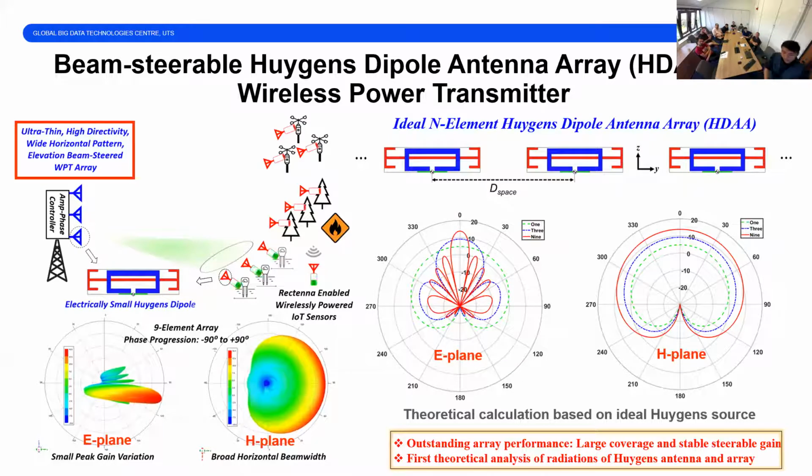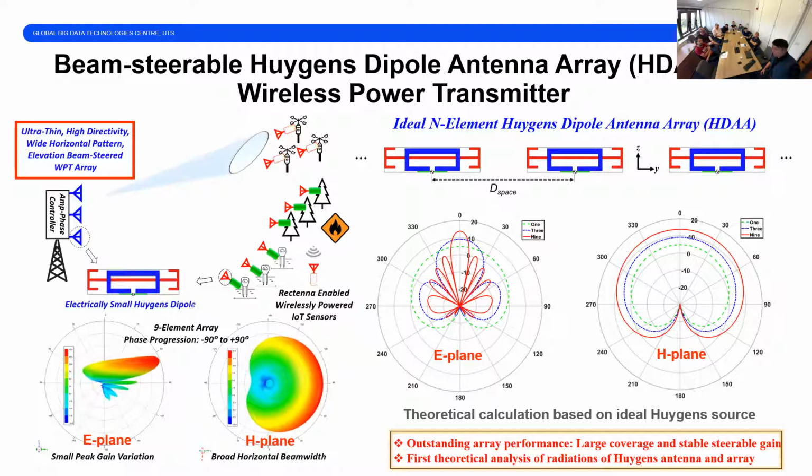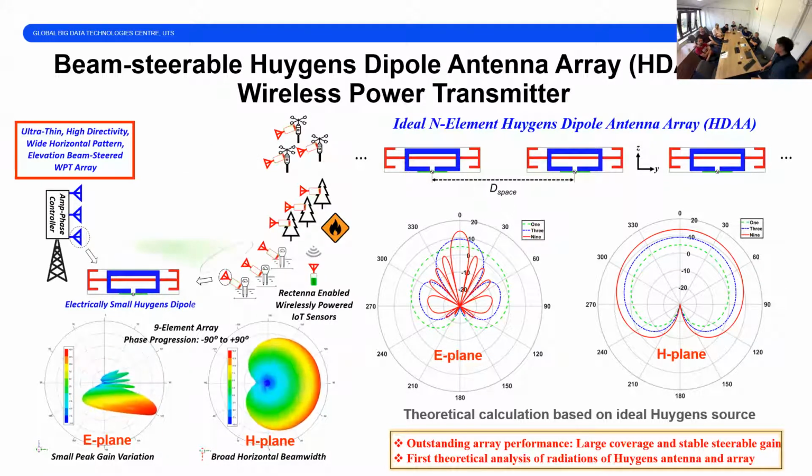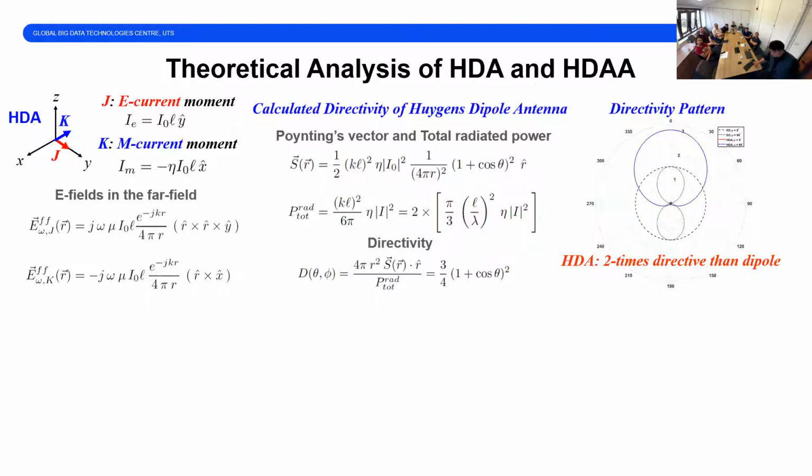If we look from the axis of the array, from the top, we can see that when the beam is scanning, the beamwidth in that direction is always very wide, which means it has large coverage. We also numerically demonstrated that it is wideband. So how do we get a wide beam?